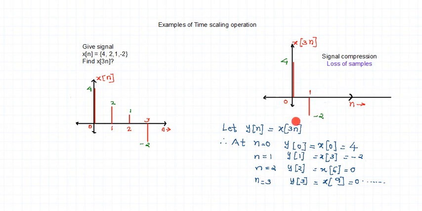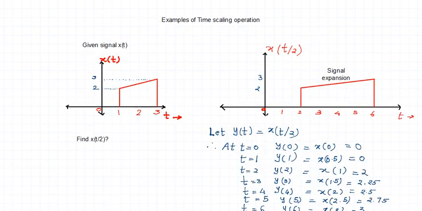So how many samples did we finally obtain? We obtained only 2 samples, friend. There were 4 samples in the original signal. When we did the scaling, we obtained only 2 samples. So is it not the compression of the signal? Yes. What happened to these 2 samples? These 2 samples are lost in the scaling process. That's why signal compression in DT signals results in loss of samples. I repeat, in DT signals, compression results in loss of samples.